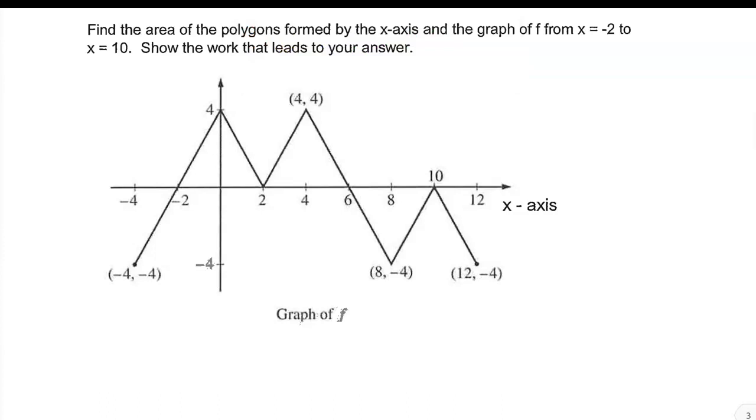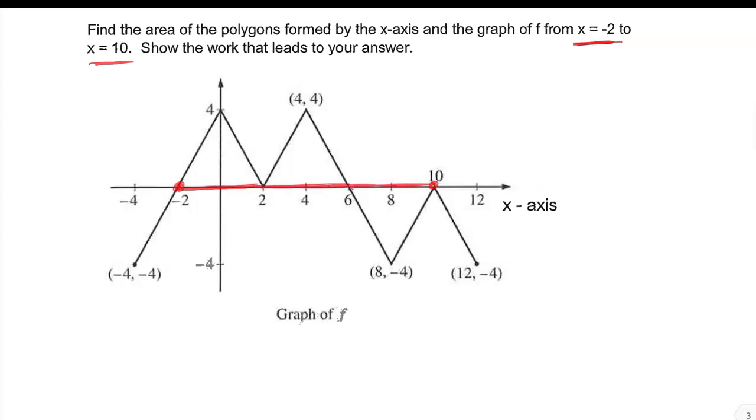The answer to the closure problem, we're only concerned with going from x equals negative 2 to x equals 10. So negative 2 is here and positive 10 is here. From negative 2 to positive 2, we have a triangle. And then from positive 2 to positive 6, we have a triangle. And then there's another triangle from 6 to 10.